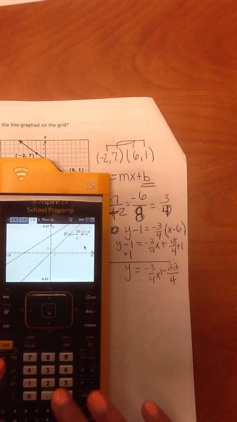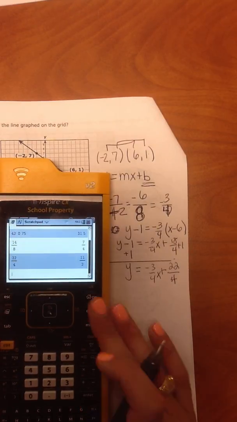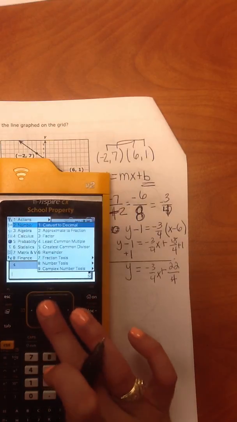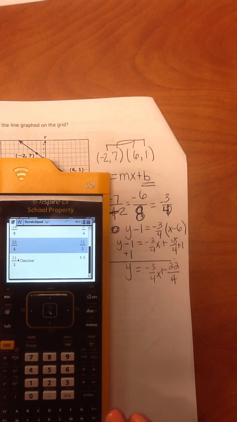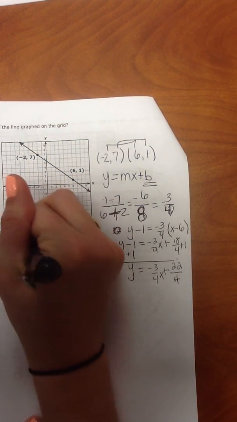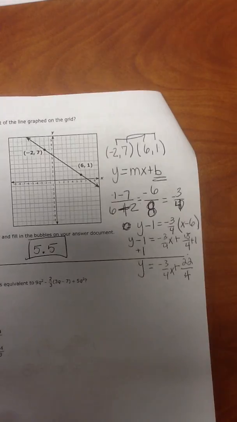But when I bubble in, because it says you're bubbling it in, it wants it in decimal form. So it gives me 11/2, which means I'm going to do menu, number, convert to a decimal, and I'm going to get 5.5. Okay, that should have been very straightforward for us.